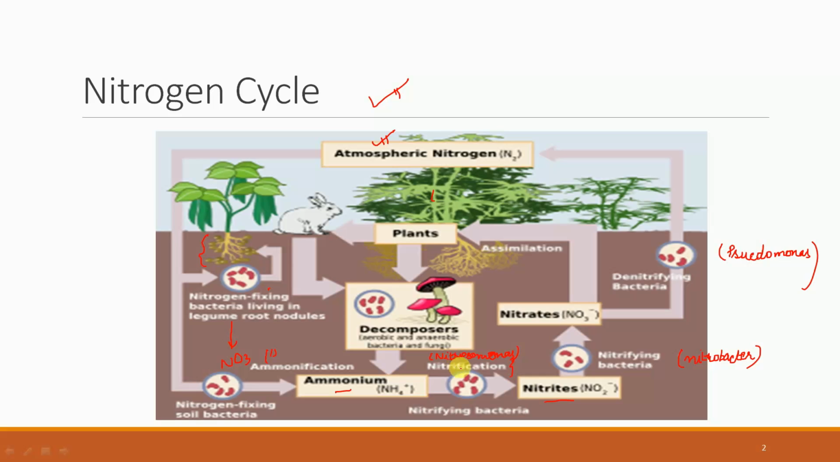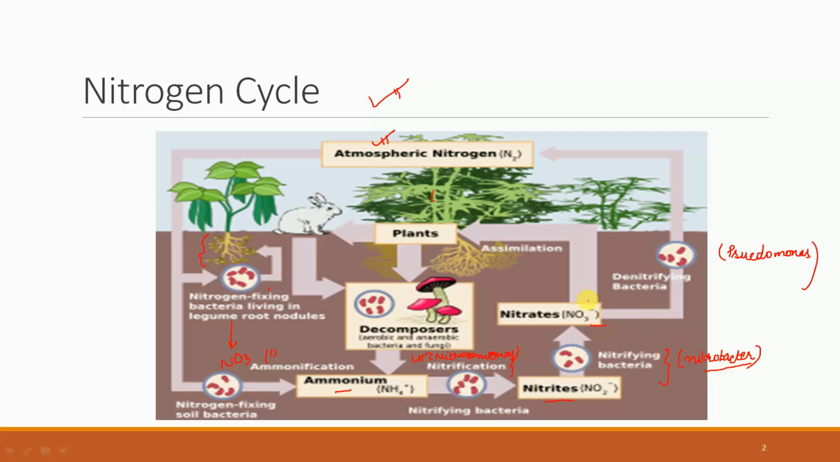And the bacteria that is involved here is Nitrosomonas. So you should remember the names of the bacteria also. Next, these nitrites are converted into nitrates, and this is done by the nitrifying bacteria, which are known as the Nitrobacter bacteria.